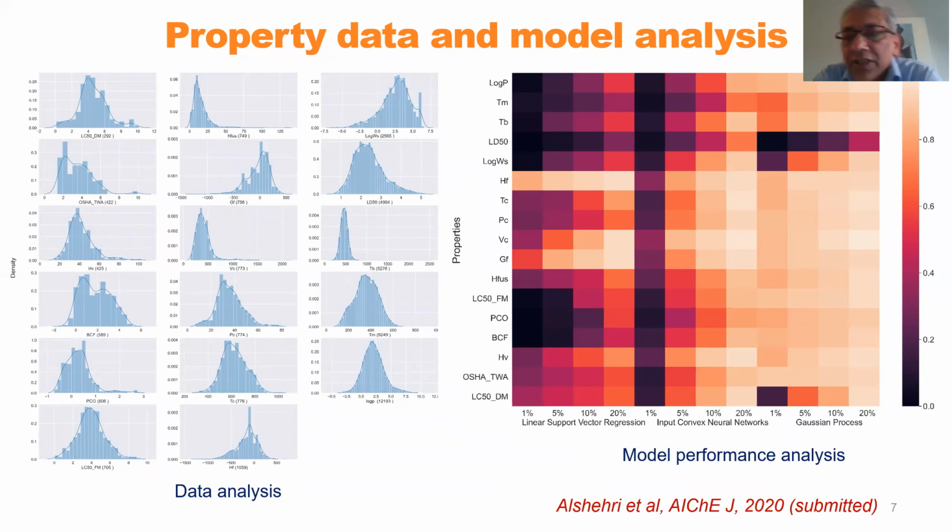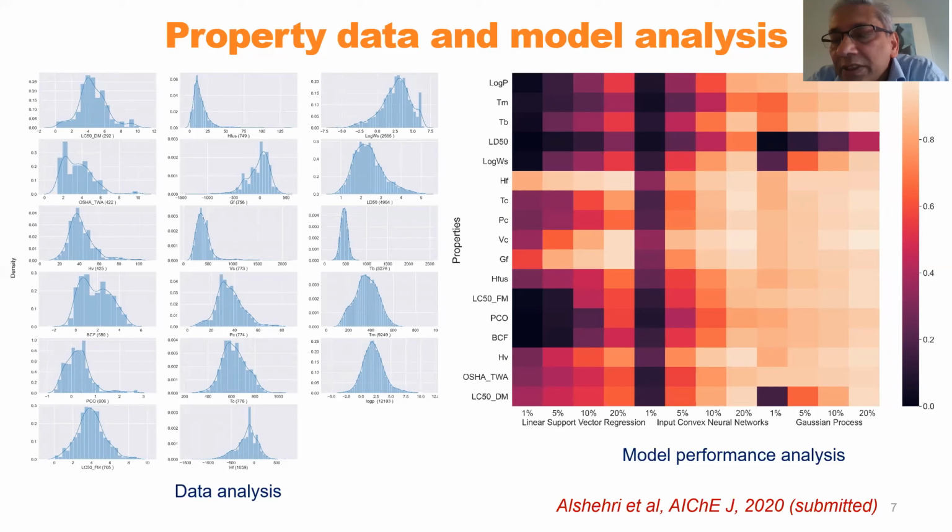And on the right-hand side, you can see model performance of three types of model. The linear support vector regression is like the conventional group contribution type of model, simple models with small number of parameters. Then a machine learning-based model called input convex neural networks, and then also a machine learning-based Gaussian process. What we can see is that the light color is the best model. The dark color is not so good. The conventional group contribution models do not work for all the properties, but at certain ranges, some of the properties are well modeled.